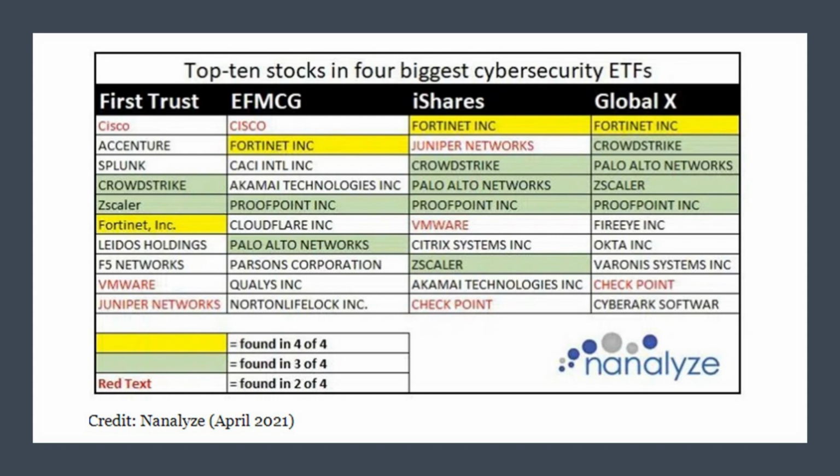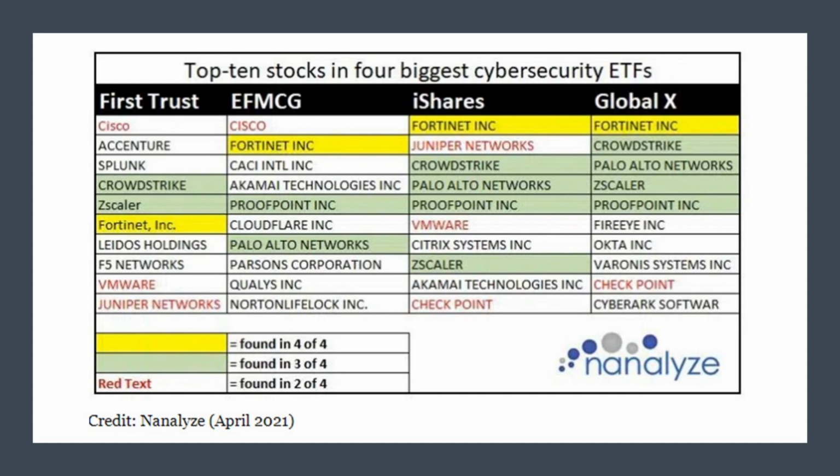And we simply looked at the commonalities in terms of constituents across the 4 biggest cybersecurity ETFs. You can see here Fortinet was found across all 4 ETFs, the only company. Then you have, of course, CrowdStrike and Zscaler in 3 out of 4 of these ETFs.